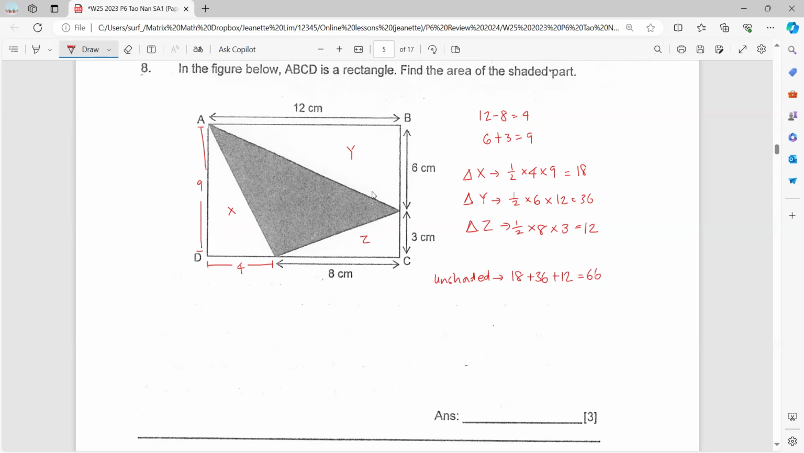Now the whole rectangle is 9 times 12, 12 times 9, 108. Now we take the whole rectangle minus off the unshaded part, and you end up with 42. So answer 42 square cm.